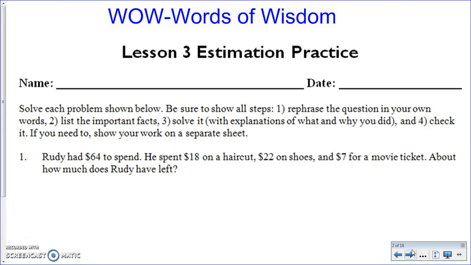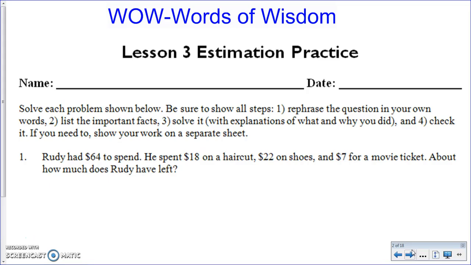Lesson 3, Estimation Practice. Solve each problem below. Be sure to show all the steps. 1. Rephrase the question in your own words. 2. List the important facts. 3. Solve it with explanations of what and why you did. And 4. Check it. If you need to, show your work on a separate sheet.